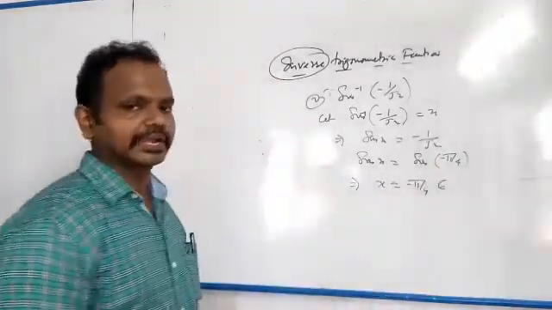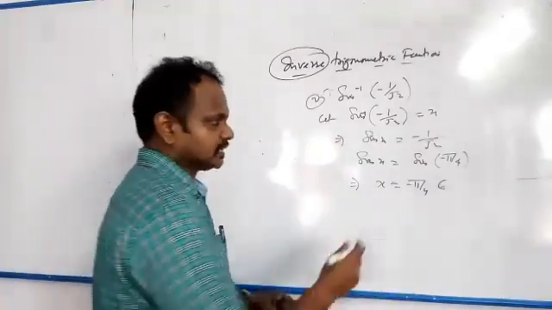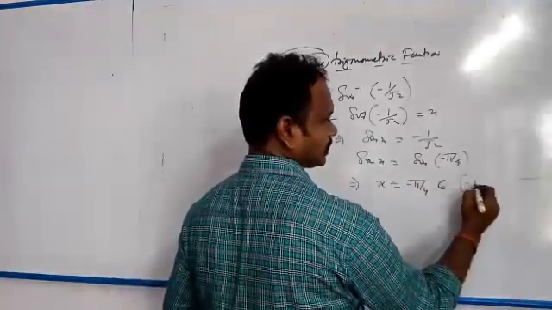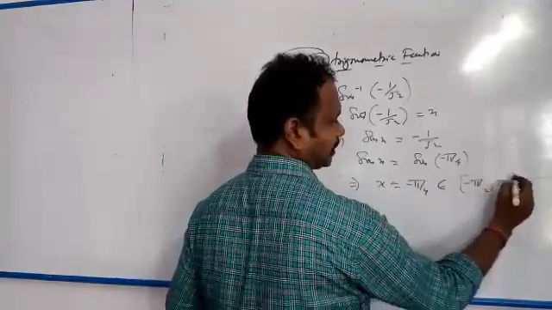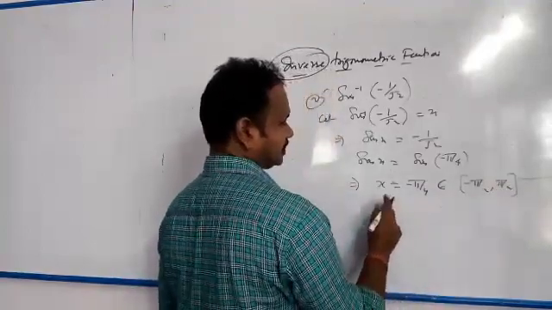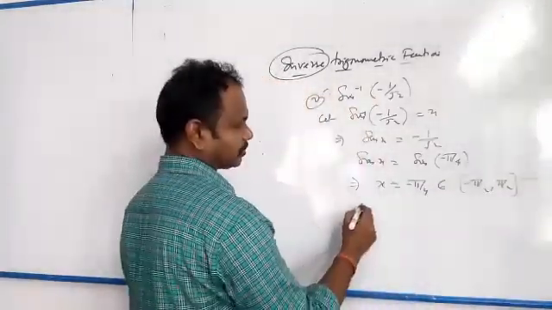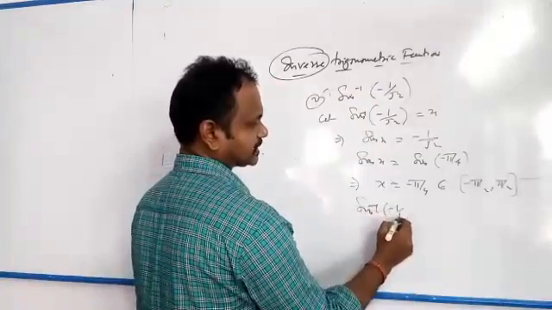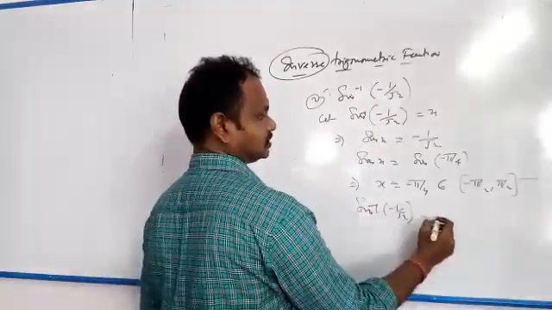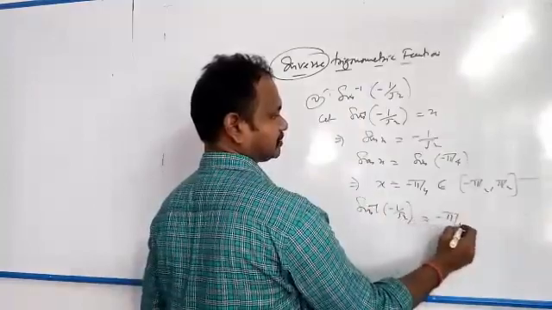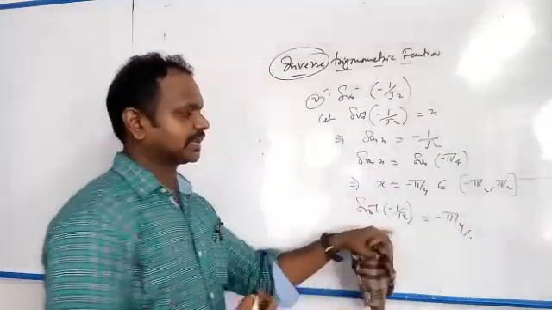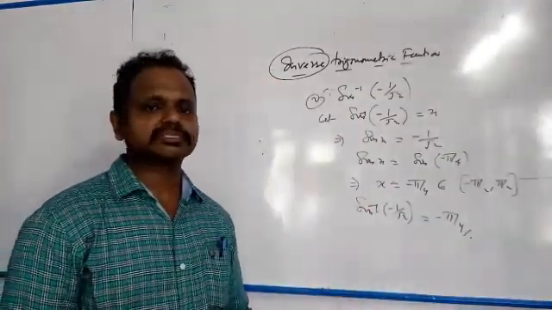which we also have to mention belongs to the principal value branch. So minus pi by 4 belongs to minus pi by 2 comma pi by 2. Hence we can say that sine inverse minus 1 by root 2 is equal to minus pi by 4. The value of sine inverse minus 1 by root 2 is equal to minus pi by 4.